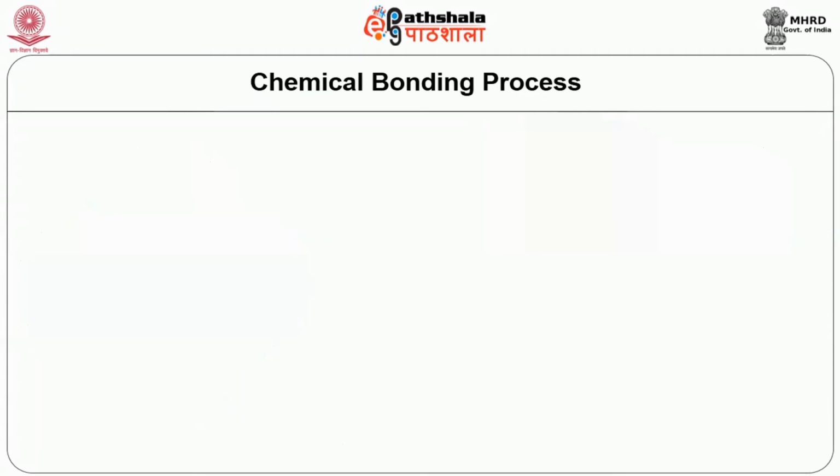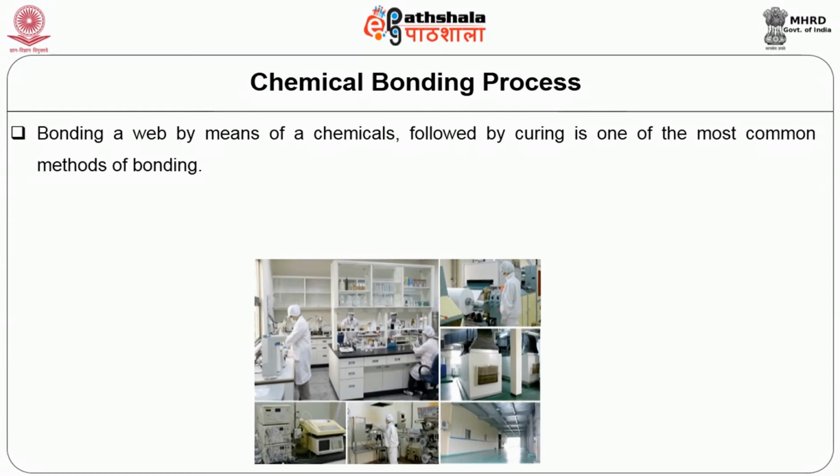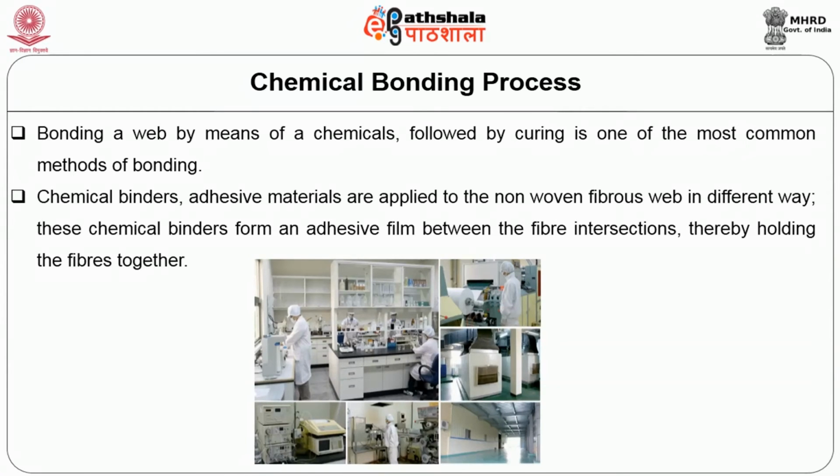Then we'll go on to the next technique of fiber bonding. That's the chemical bonding process. Bonding a web by means of a chemical followed by curing is one of the most common methods of bonding. Chemical binders, adhesive materials, are applied to the non-woven fibrous web in different ways. These chemical binders form an adhesive film between the fiber intersections, thereby holding the fibers together.